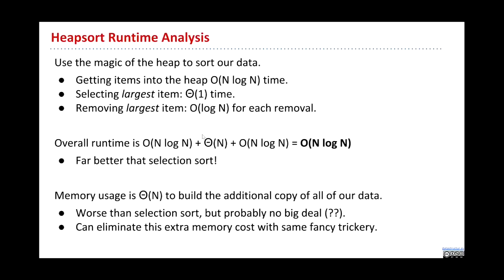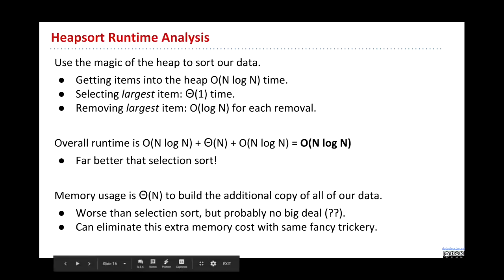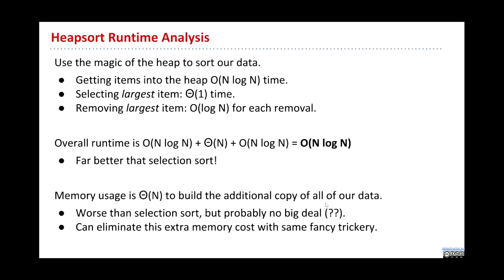So if you'll note here, the reason this is constant and this is n is because these last two steps happen n times. Now n log n is a lot better than selection sort. And then the space complexity is theta n, because we have to make these two arrays of around size n. Now that's worse than selection sort, but I don't think it's that big of a problem. If I have an array of size n, then making another couple of arrays of size n, maybe not such a big deal.